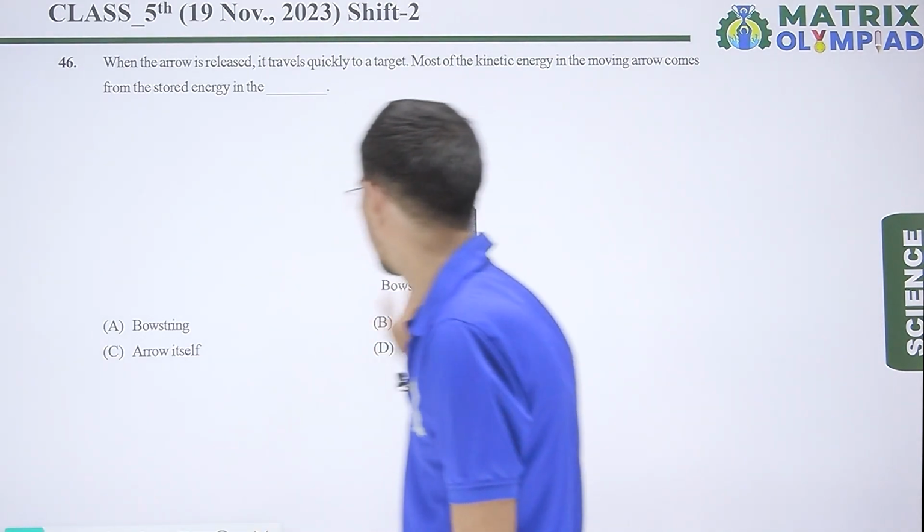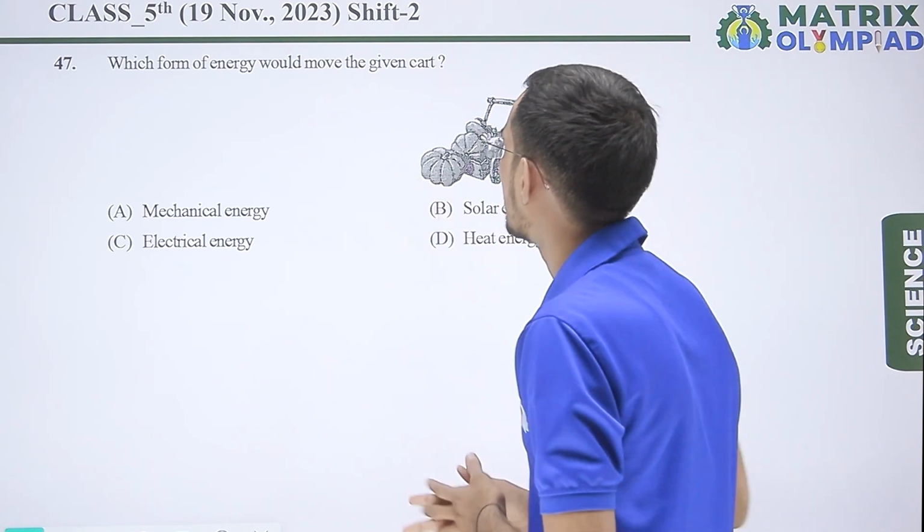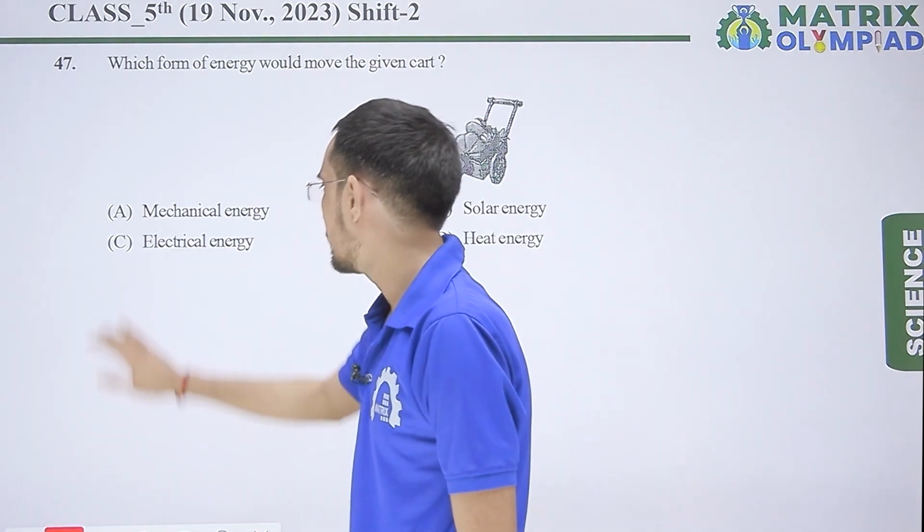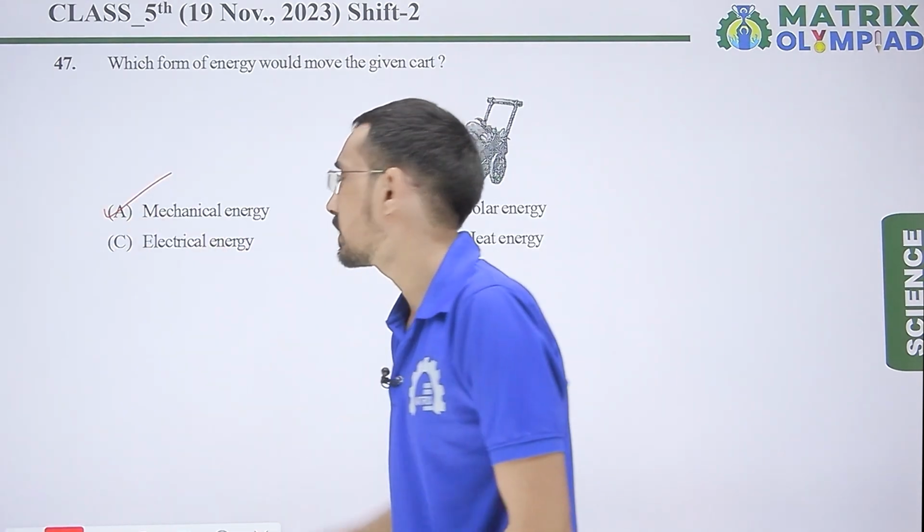Next question. Which form of energy would move the given cart? It will be mechanical energy. So our correct option will be option A.